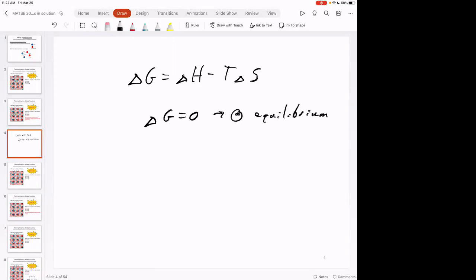That's always true. If delta G is less than 0, or is negative, what do we know about whatever process we're describing? Spontaneous is an okay word. Let's say it in full scientific language. If delta G is less than 0, it's thermodynamically favorable.